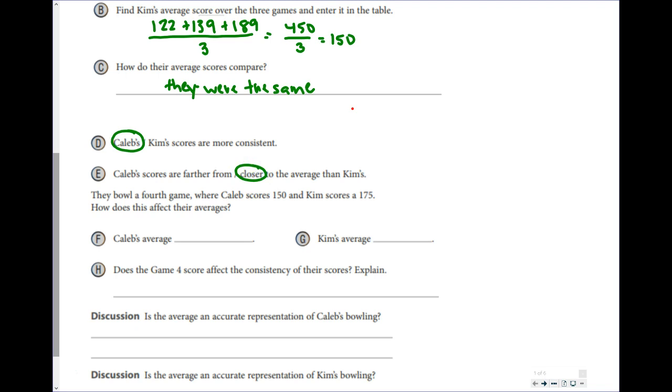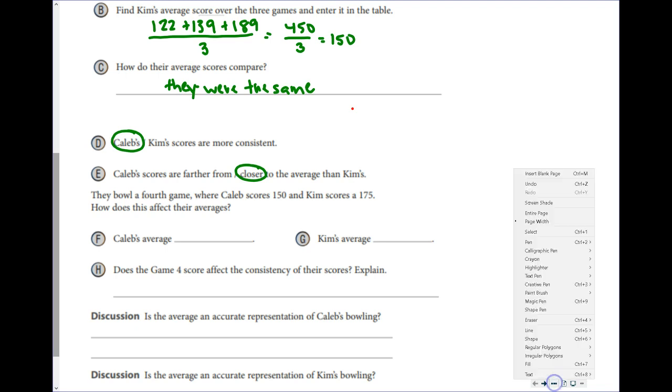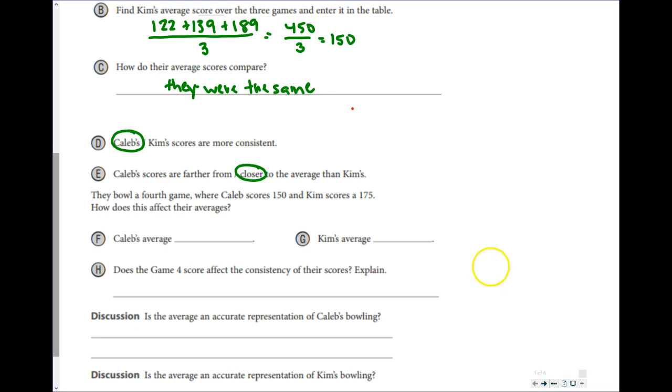So now they bowl a 4th game, where Caleb scores a 150 and Kim scores a 175. So they've bowled 4 games now. Now, without doing any math, if Caleb scores a 150 and the average is 150, then his average stays the same. And you guys have seen that. If your grade in the grade book is an 80% and you get an 80% on your test, your grade doesn't change. It stays an 80%.